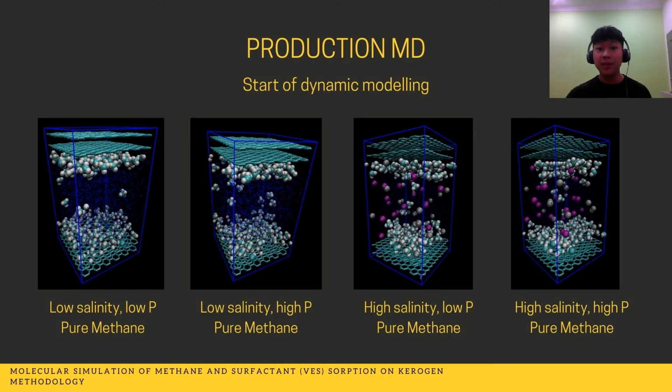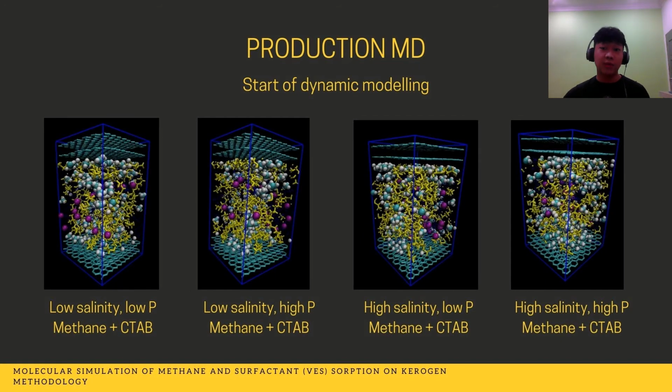The adsorption of methane is apparent as the methane molecules are moving close to the graphene slabs. These 4 images are the simulated models for pure methane system under the combination of high and low salinity with high and low pressure. The same explanation here for the system of methane with CTAP under the combination of high and low salinity with high and low pressure.